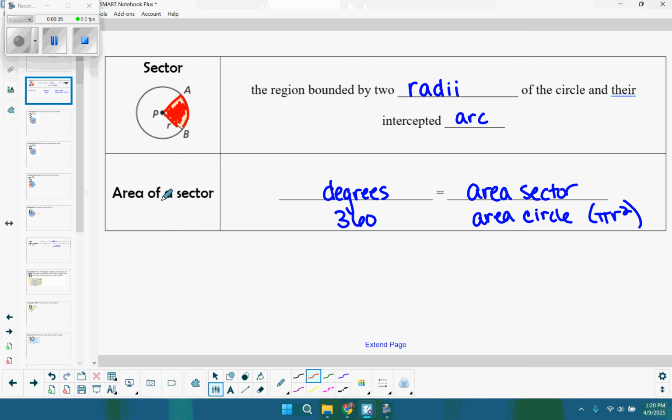We can find the area of a sector in the same way we found an arc length. We're going to set up a proportion, and it's still going to be degrees over 360 equals, and now it's the area of the sector over the area of the whole circle, which would be pi r squared as our only formula, or just A if that's what we're dealing with.